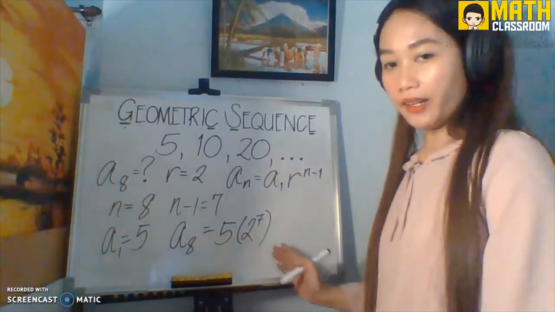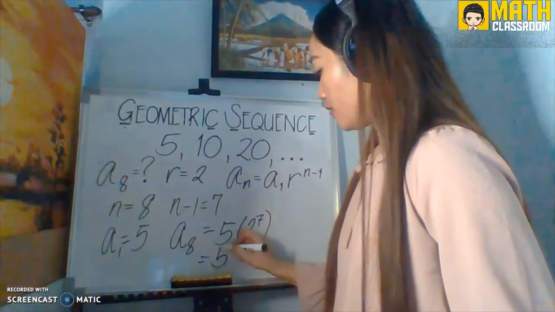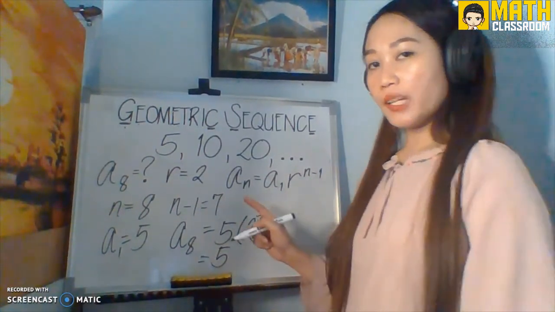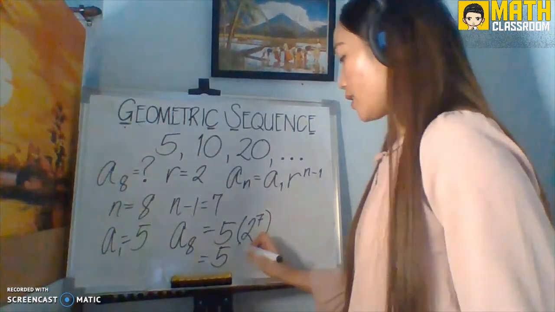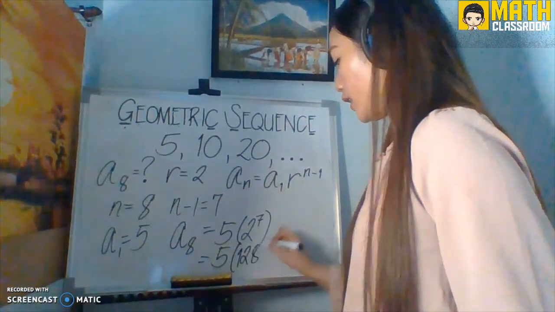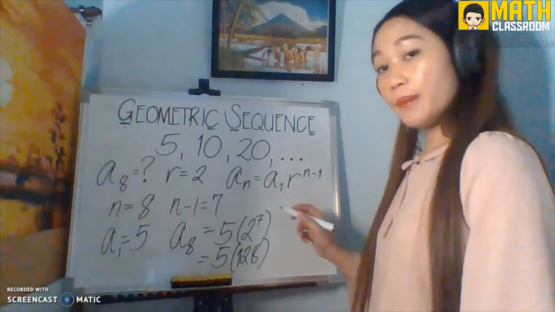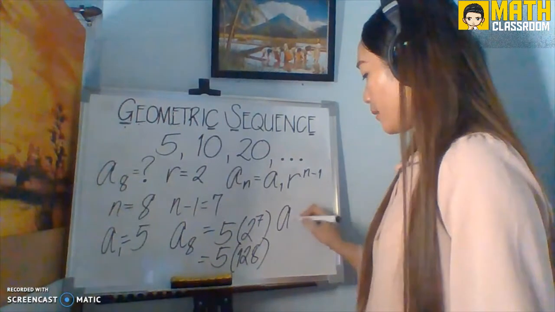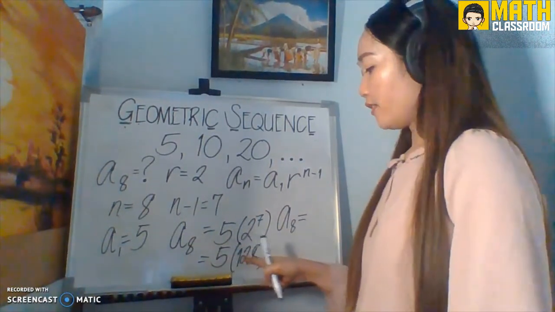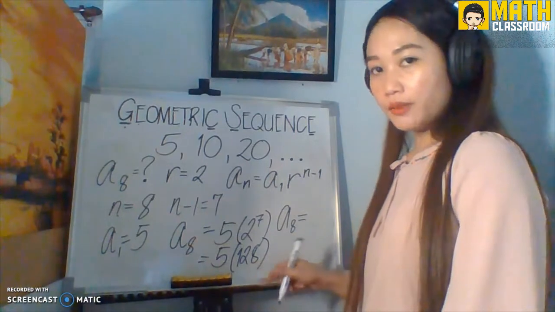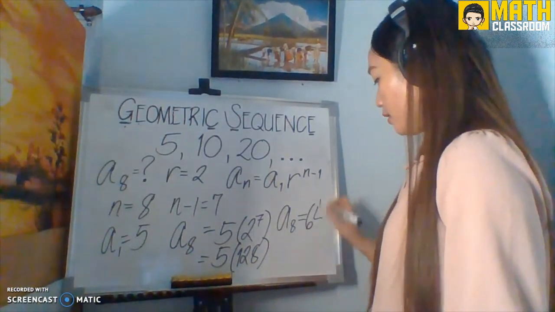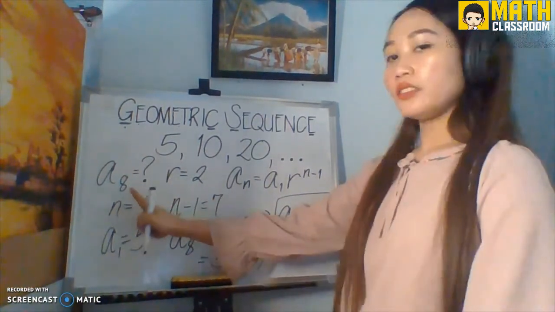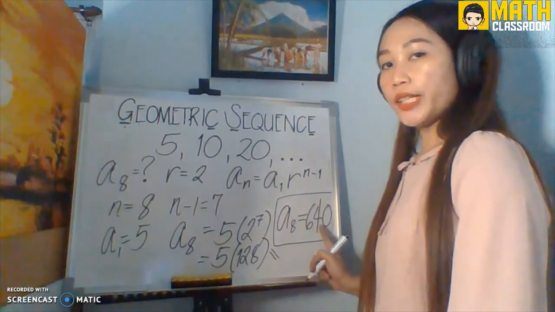Now simplify. So we have 5. What is 2 raised to 7? If you multiply 2 seven times, what is the product? It is equal to 128. Now the last step is simplify or multiply. So a sub 8 equals 5 times 128, which is equal to 640. Therefore, this is now our 8th term, 640.